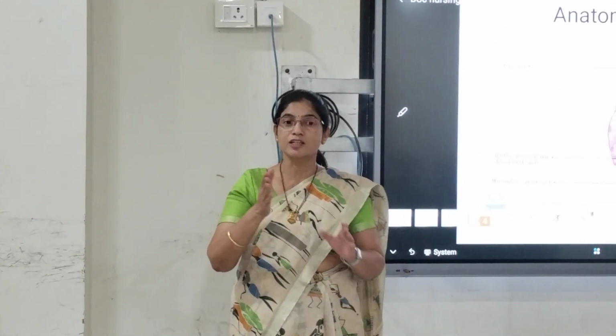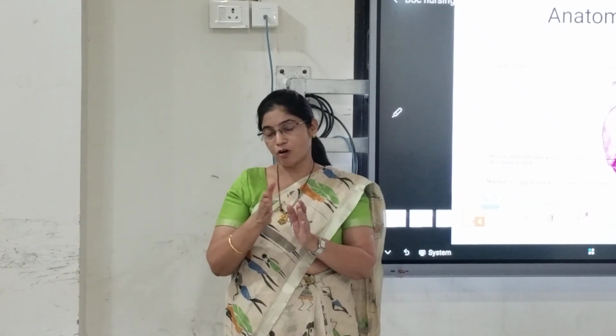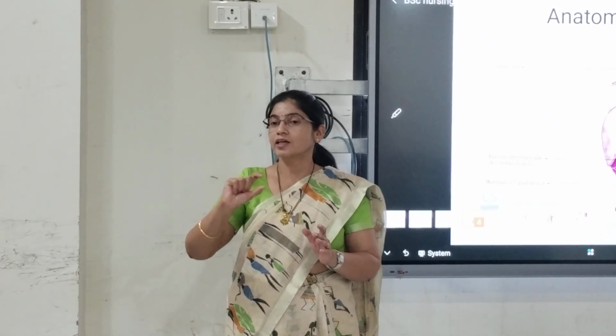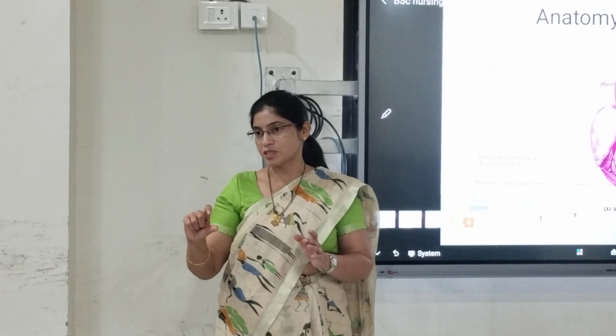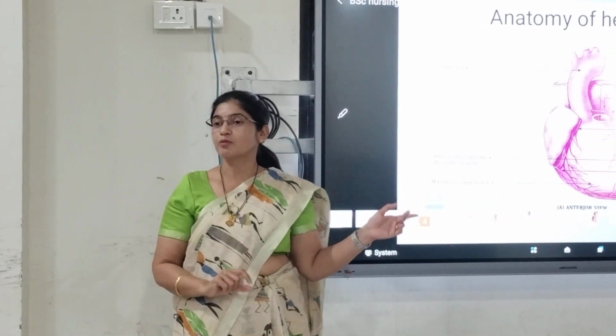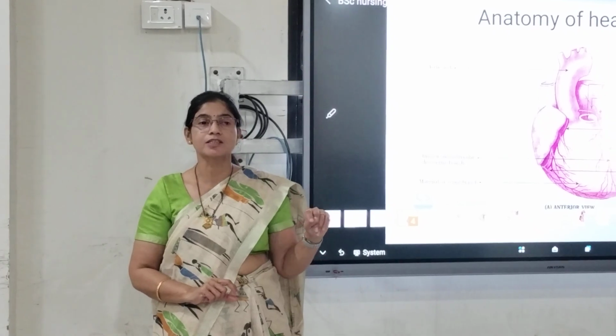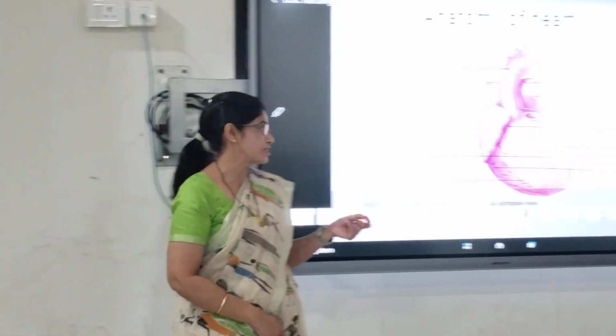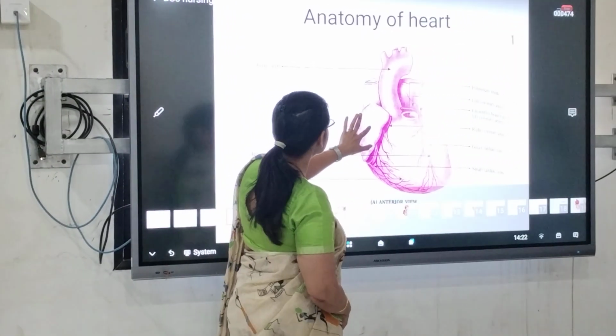Sometimes the small branches of these coronary arteries do not reach the end level of the ventricular muscles. And if they get blocked, this muscle can be damaged. That is called coronary artery disease. So that is the applied aspect.